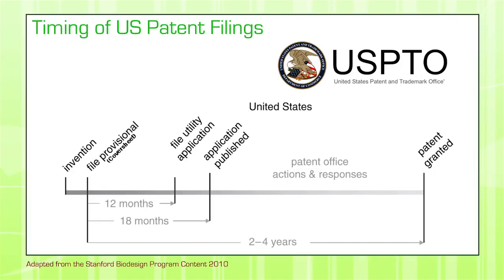After that, you have to meet the criteria of the 12 months to file your utility patent, because if you don't, then you're going to lose your ability to actually get a patent. And after that, you should know that it's going to take a little bit for that patent to be granted, or at least for you to know if that patent was even granted.